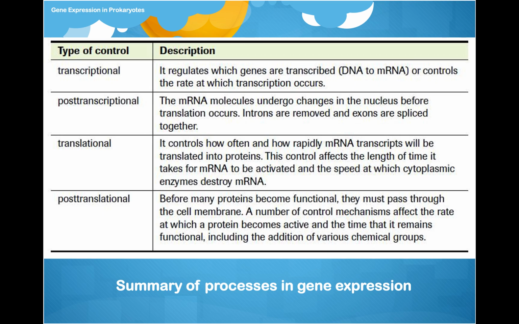And the last part, which is actually a control for gene expression and also protein expression, is post-translational. Before many proteins become functional, and similar goes to mRNA transcripts, some of them may be functional, some may not. Before a protein can be functional, it must pass through the cell membrane. It's actually a very complex process. A number of control mechanisms affect the rate at which a protein becomes active and the time that it remains functional, including the addition of various chemical groups.